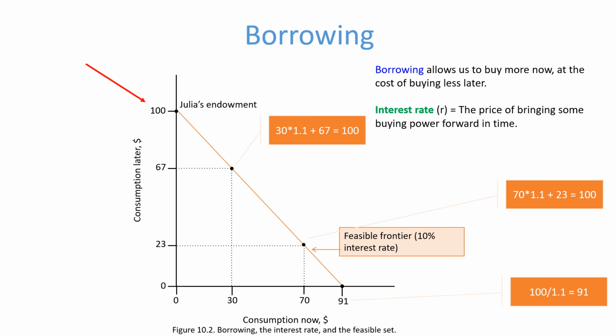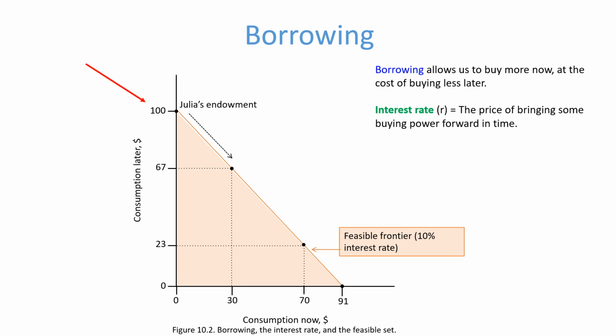With an interest rate of 10%, the opportunity cost of spending $1 now is that Julia will have to spend $1.10 less later. So 1 plus r is the trade-off between current and future consumption, the marginal rate of transformation.